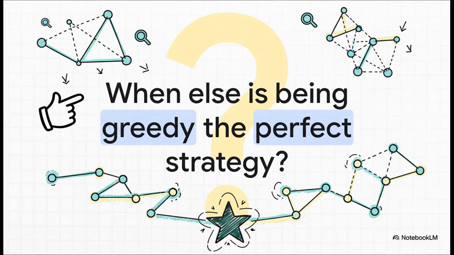The minimum spanning tree is just this beautiful reminder that sometimes the simplest, most short-sighted strategy of just grabbing the best thing right in front of you can actually lead to a perfect, optimal result for the whole system. And that really makes you wonder, doesn't it? When else in life is just being greedy the absolute perfect strategy?